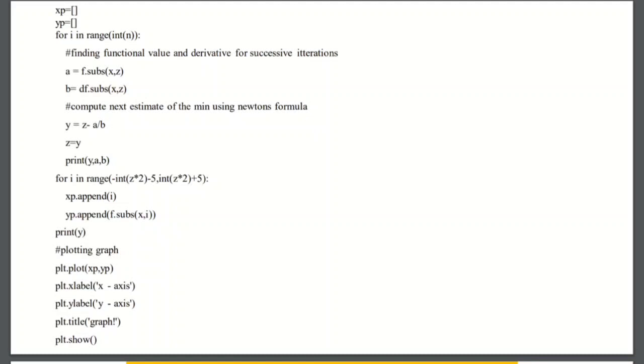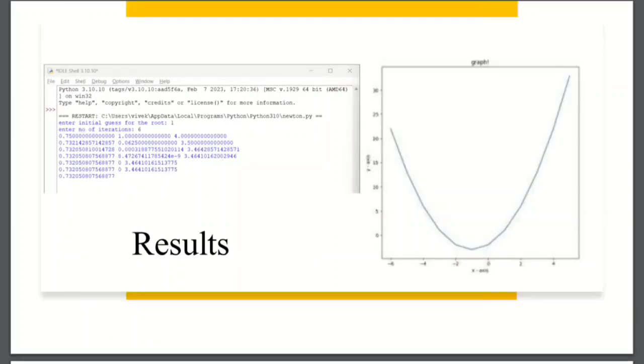For plotting the graph, it appends the points into the xp list and yp list as arrays and then plots the graph between these two points. For the same expression, the initial guess was 1 and the number of iterations I chose was 6. For every iteration, the functional values are obtained here. Here the functional value is 0 as it's the root of the given equation. The corresponding graph of the function is here.